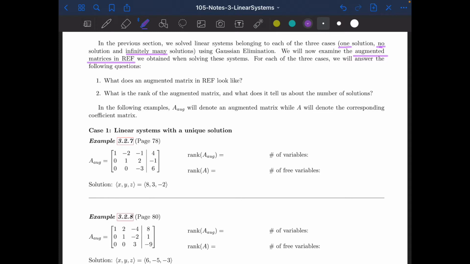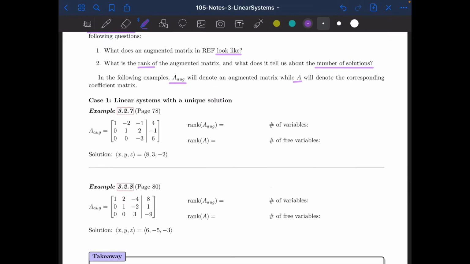For each of the three cases, we will answer the following questions. What does an augmented matrix in REF look like? And what is the rank of the augmented matrix? And what does it tell us about the number of solutions? That's what we're interested in this section, the number of solutions of a linear system. In the following examples, AUG will denote an augmented matrix, while A will denote the corresponding coefficient matrix.